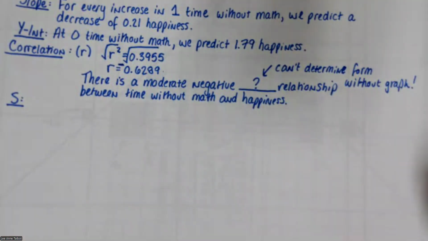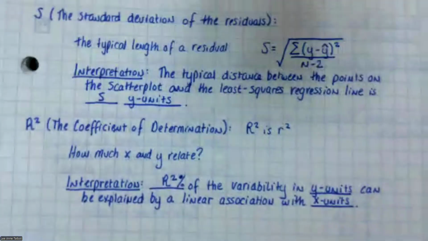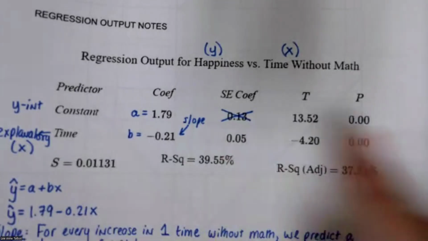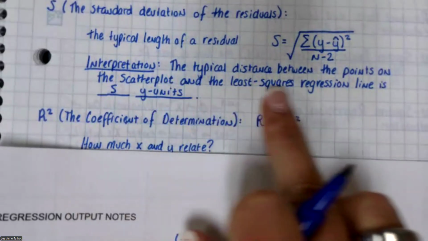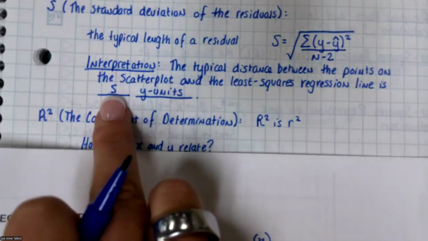There's two more. S. Okay, so here's S. It's difficult to calculate, but luckily the software did it for you. Okay, so let's do this sentence. The typical distance between the points on the scatter plot and the least squares regression line is S units.